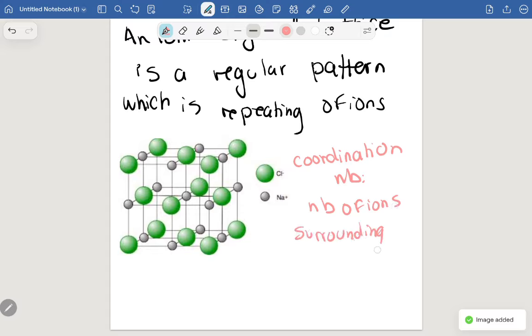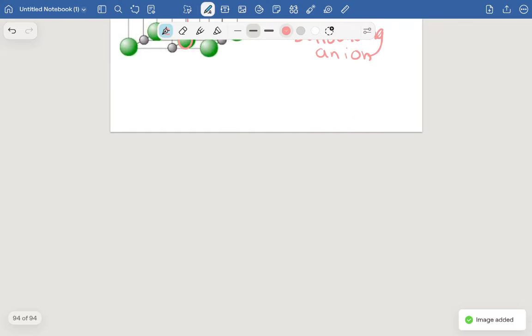For example, let us take this Na+ over here. How many ions are surrounding it? We have one here, one here, one here, one here, one here, and one here. So in total it has 6. So this Na+ ion has 6 surrounding Cl- ions. So what can we say about this? We can say that the coordination number of Na+ is 6, okay? So this is very simply the definition of a coordination number.